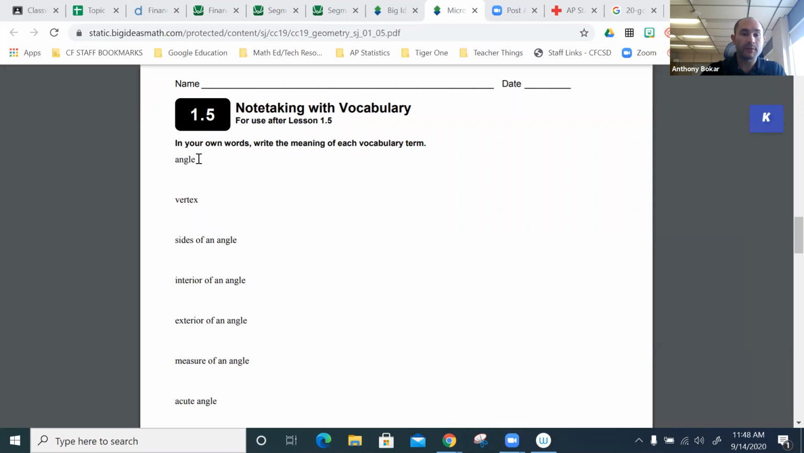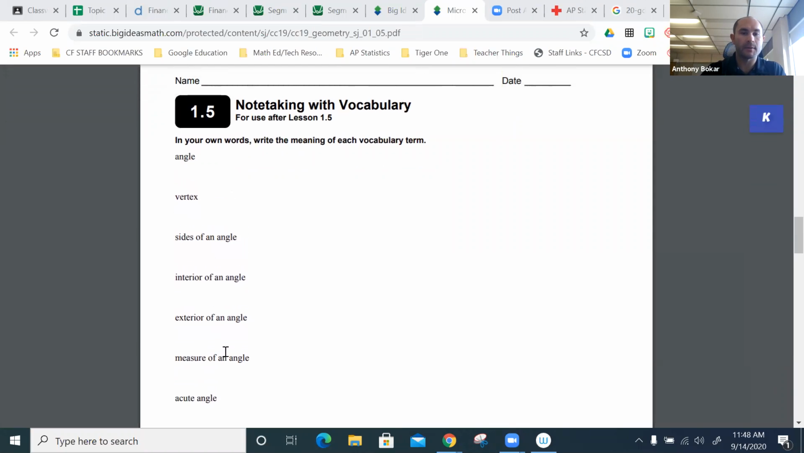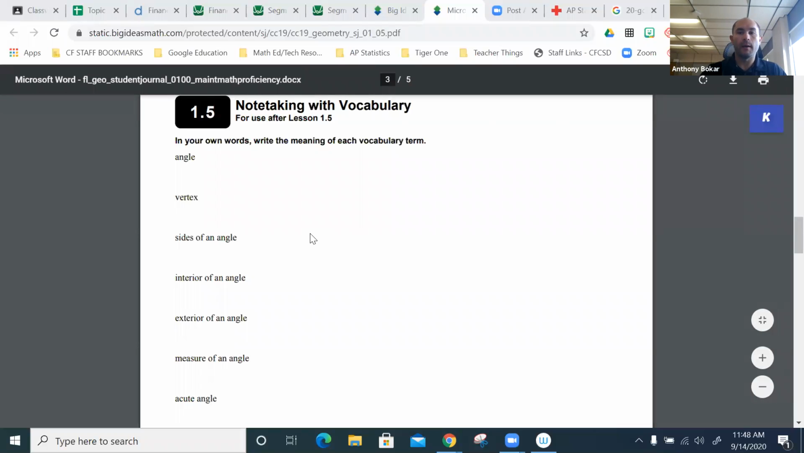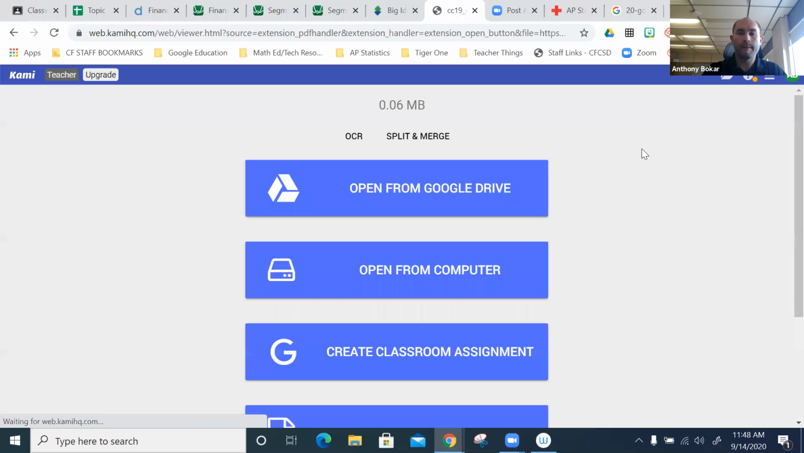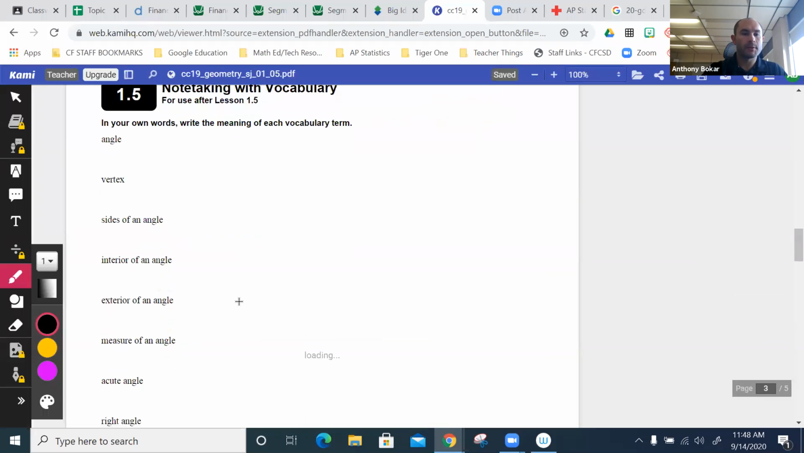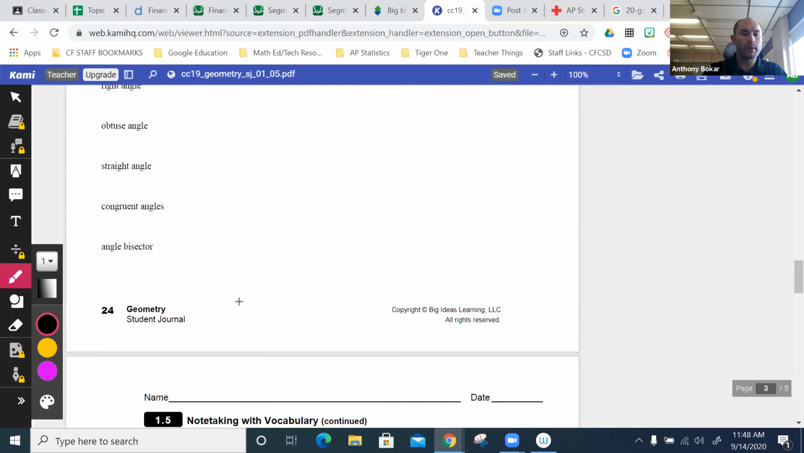So we have some vocab here: angles, vertex, sides of an angle, interior of an angle, exterior, measure, all kinds of stuff. We're going to look at some diagrams and use those words here. I'm not doing the interactive vocab for this section, but we're going to use these words in a context to help us out. So let me just open this up so I can write on it here. Okay, so let's start here. So page 24.